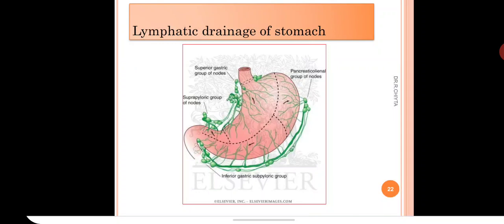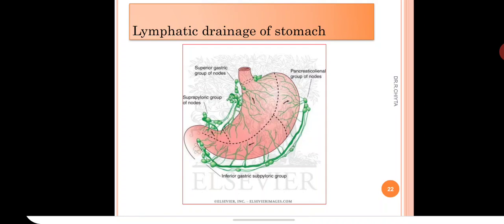Lymphatic drainage of the stomach. We have to know the lymphatic drainage of the stomach, and before we start, we have to know the adjacent lymph nodes. So you try to see the adjacent lymph nodes.